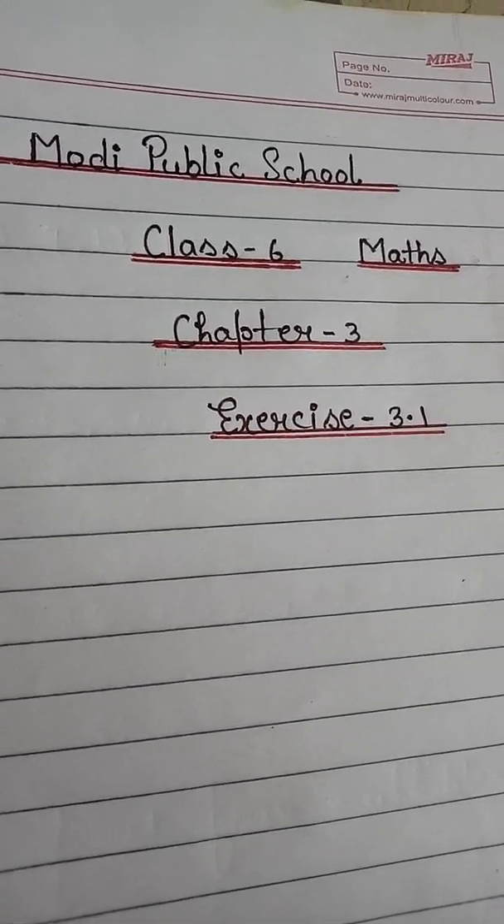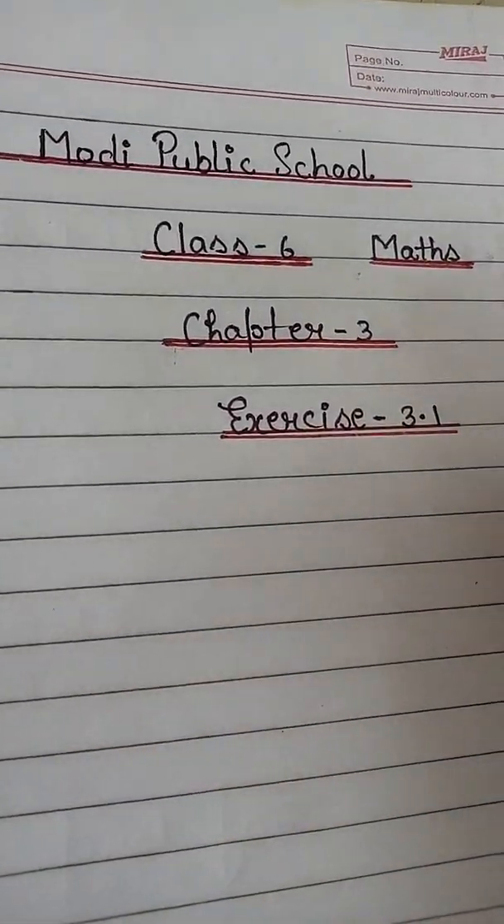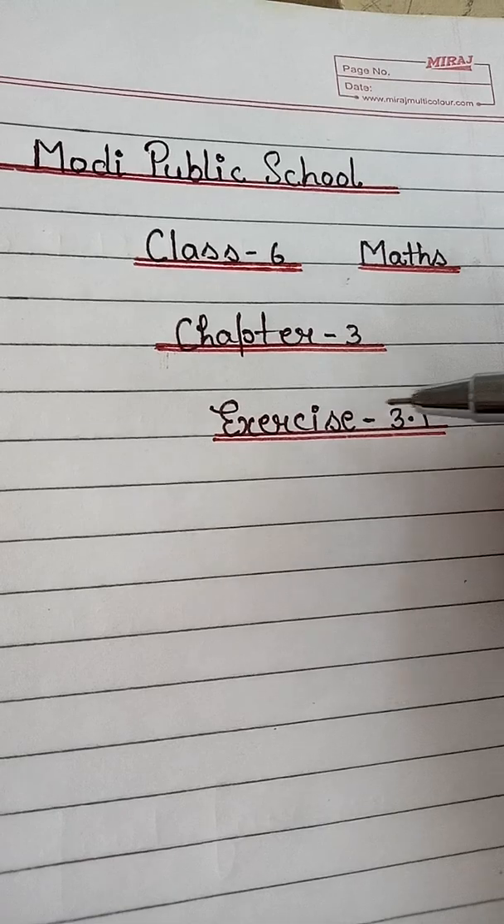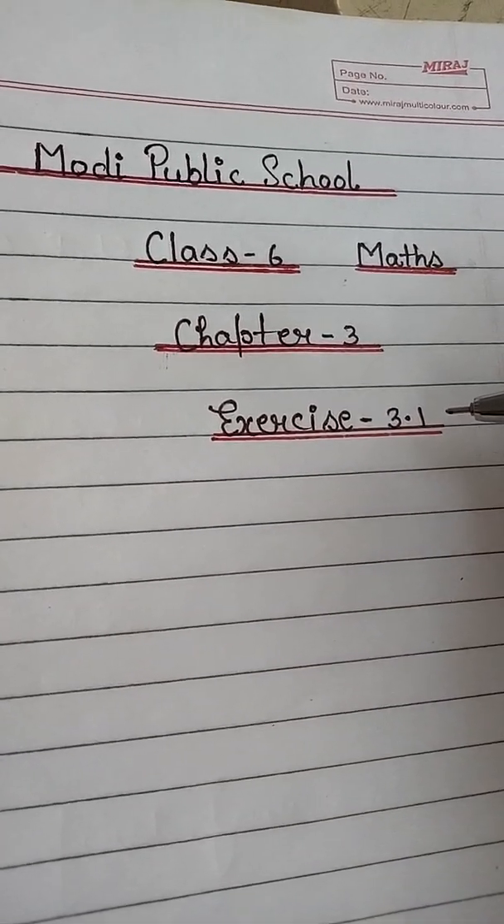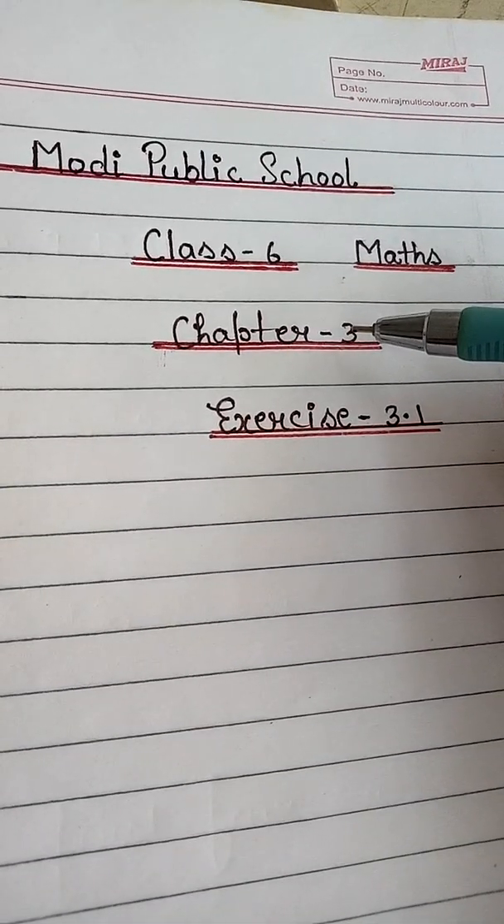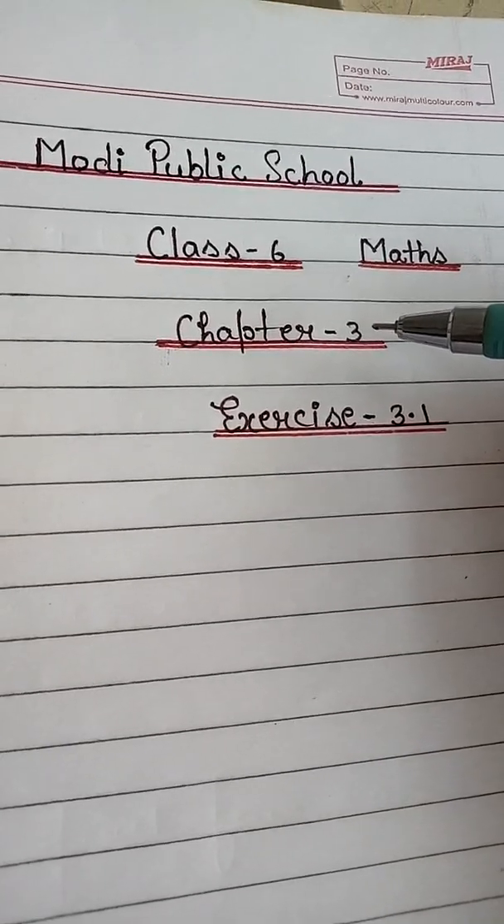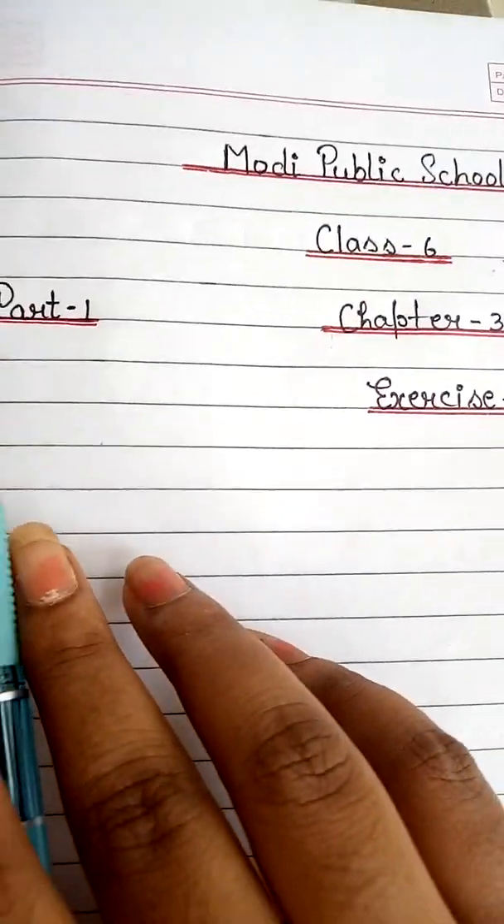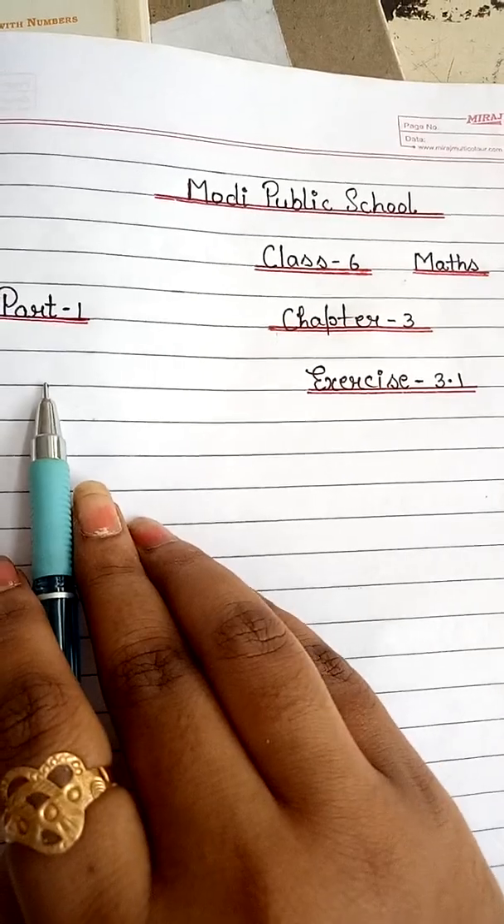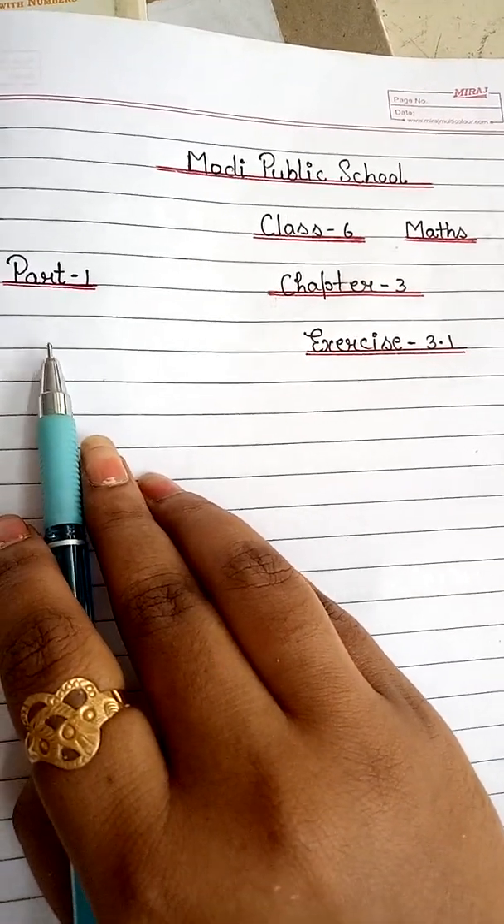So, in today's class, we are going to start chapter number 3, exercise 3.1 of it. And the name of the chapter is Playing with Numbers. This is going to be part 1 of this chapter. So let us start.